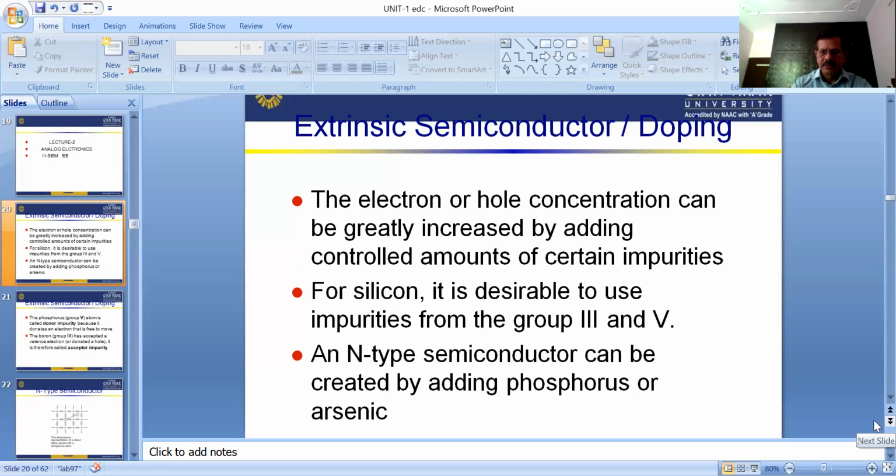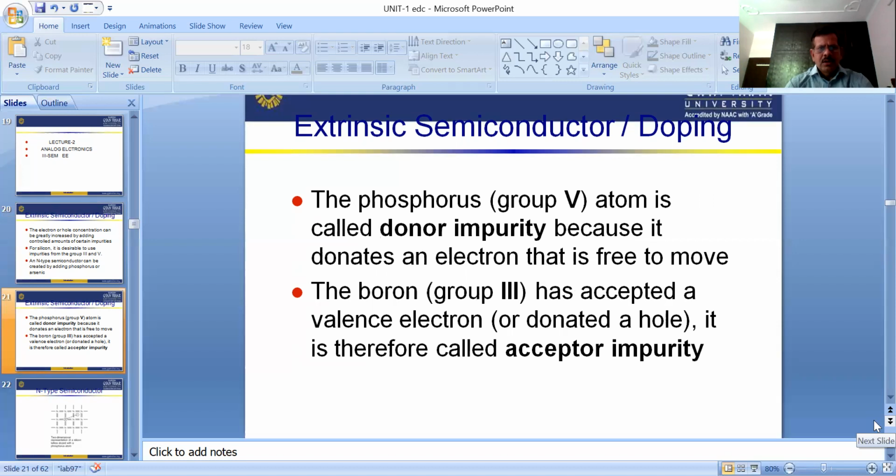We can also dope pentavalent impurities into the silicon. Phosphorus, a group five atom, is called a donor impurity because it donates a free electron. So we know that some impurities are donors and some are acceptors. Donor impurities donate an electron that is free to move, and acceptor impurities accept a free electron.